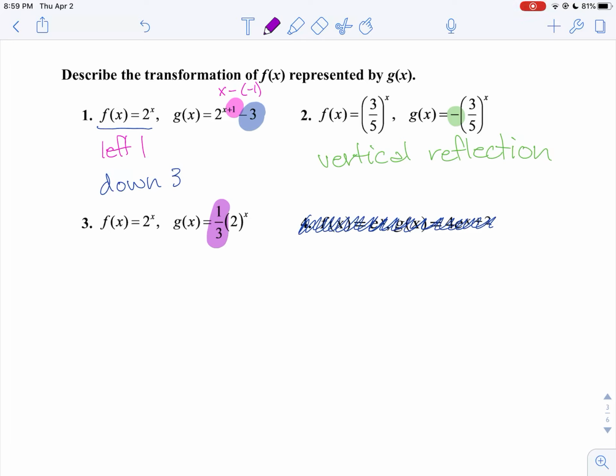Because it's in front, I know it's going to be a vertical stretch or shrink. And because it's a fraction, its value is between 0 and 1, then I know that is going to be a vertical shrink by a factor of 1/3.